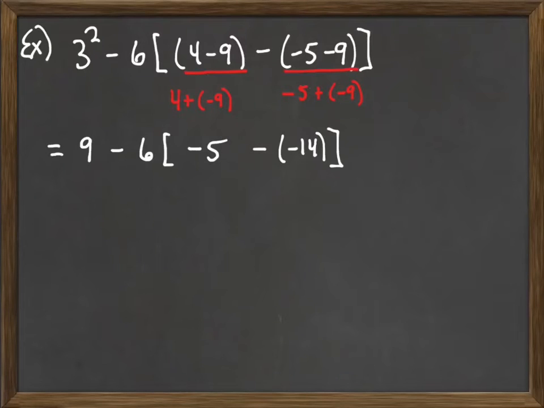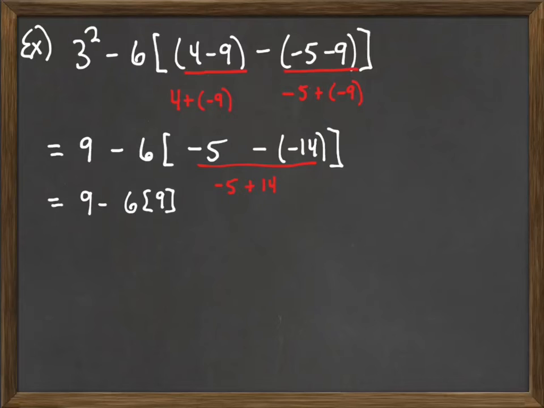So before we can multiply, we got to work out the stuff in the other grouping symbol now. That means we got to do the negative 5 minus negative 14. So first, remember, taking away a negative is the same as gaining that amount. So that will be negative 5 plus 14. And then we work out that. Negative 5 plus 14 is positive 9.